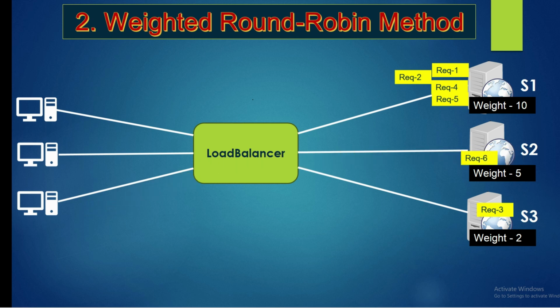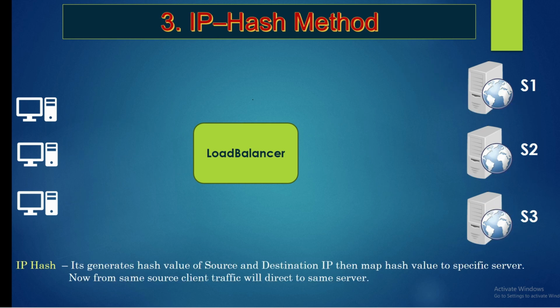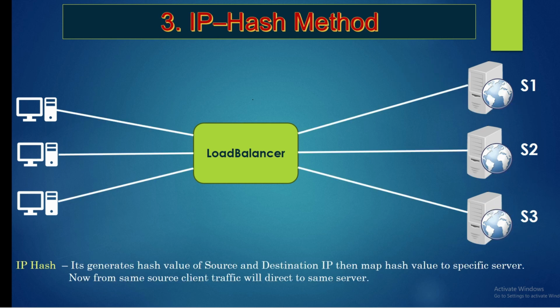Okay, so that is called weighted round robin. Next is IP hash. It generates a hash value based on source and destination. This method is static. Statically we can define that this PC sends traffic to server 1 only.